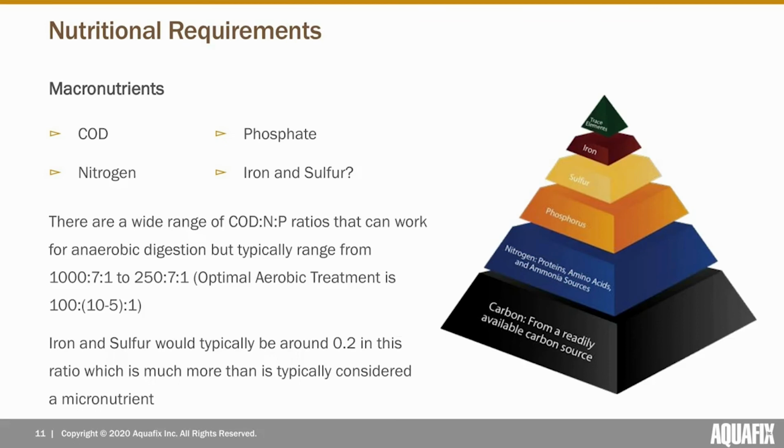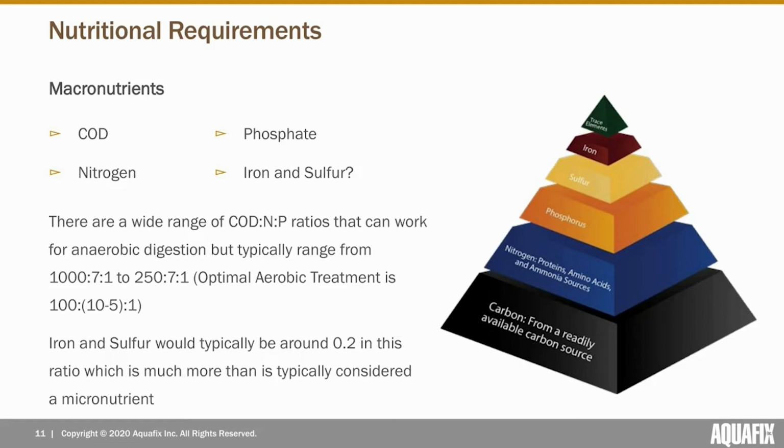All right, so the next thing I want to cover is nutritional requirements. We have our macronutrients to start off, which are primarily grouped as COD, phosphorus, nitrogen, iron, and sulfur, maybe. COD is really referring to carbon loading in these cases, which would be looking at things like fats and sugars. All of these compounds are necessary for cell metabolism, but iron, sulfur, and phosphate are needed quite a bit less than the other ones.